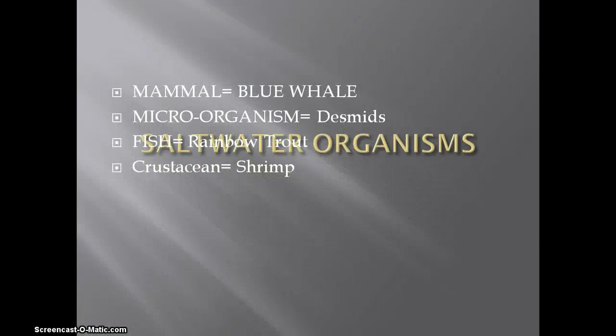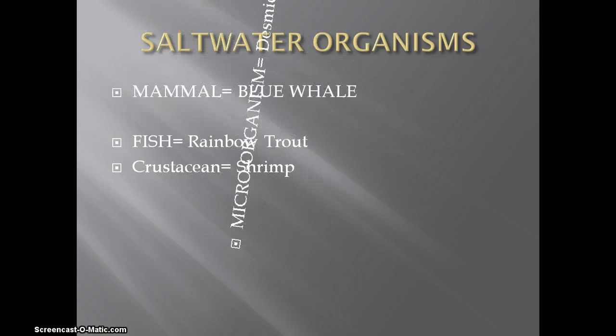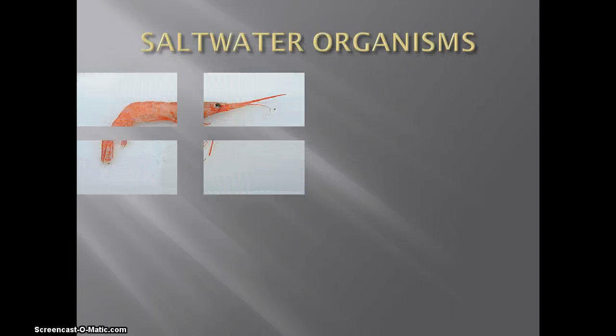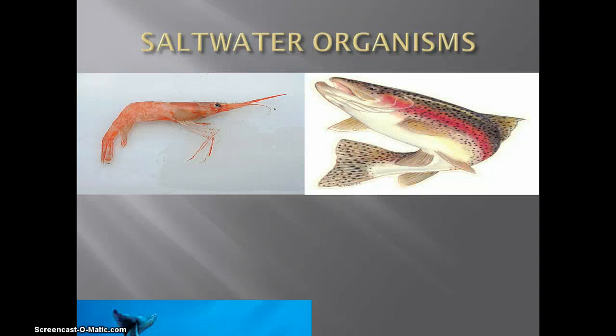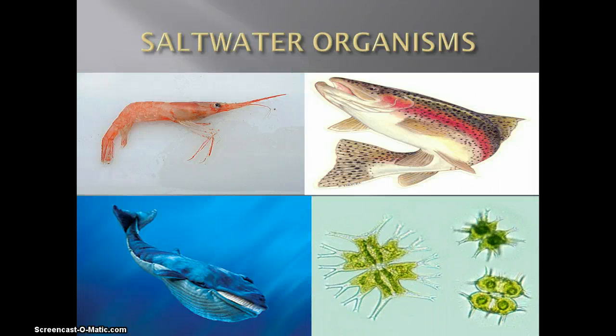So the saltwater organisms. I chose blue whale for a mammal, desmids for microorganisms, rainbow trout for fish, and a crustacean I chose were shrimp. These all live in saltwater environments. And here are some pictures. There's a picture of shrimp, rainbow trout, as you can tell by the skin, blue whale, which is the largest whale, and desmids, which look like little green Martians.